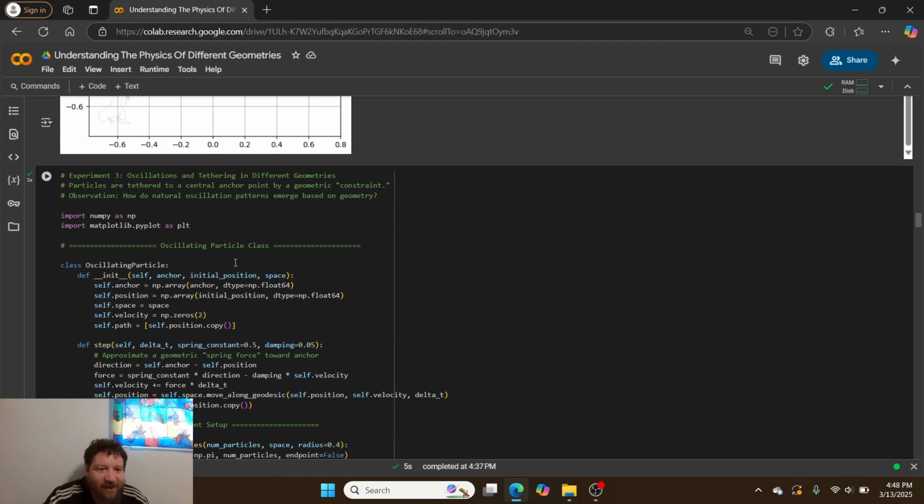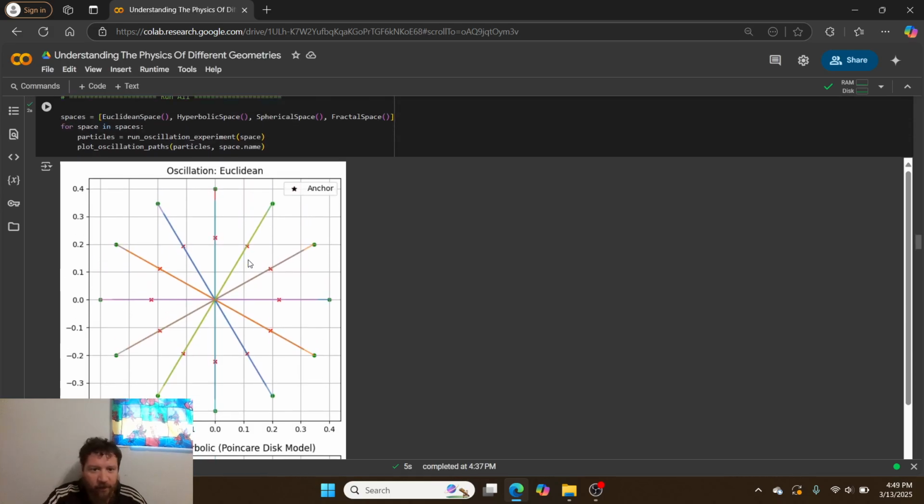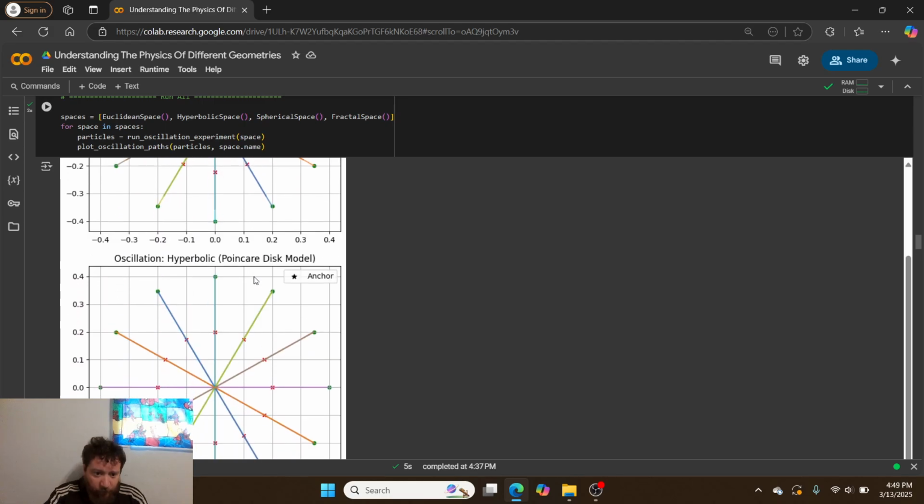And then experiment 3, so this is oscillations and tethering in different geometries. Very specifically, how do natural oscillation patterns emerge based off of geometry? So again, the only difference that we're doing here is we are changing the geometry. We have particles that are tethered to a central anchor point by a geometric constraint. And so the anchor point here is always in the middle, right? And then what happens here in these different geometries, so our anchor point of Euclidean compared to hyperbolic.